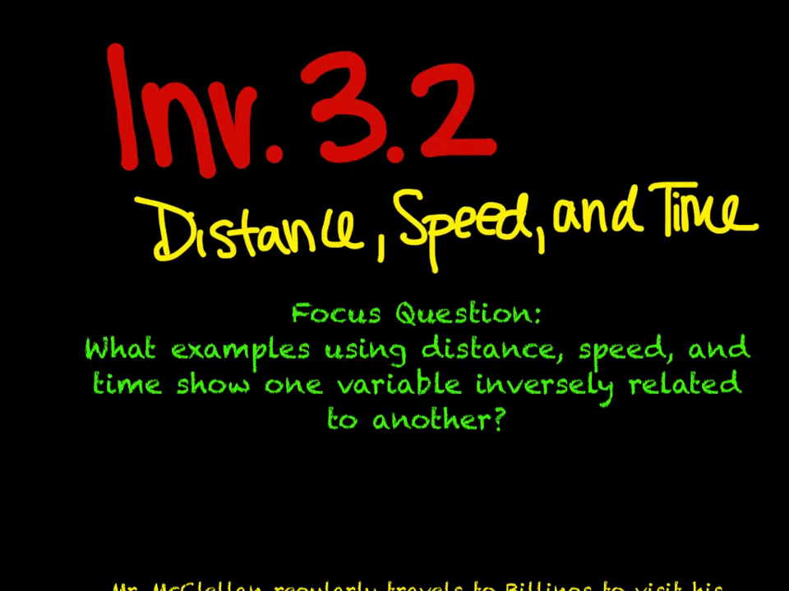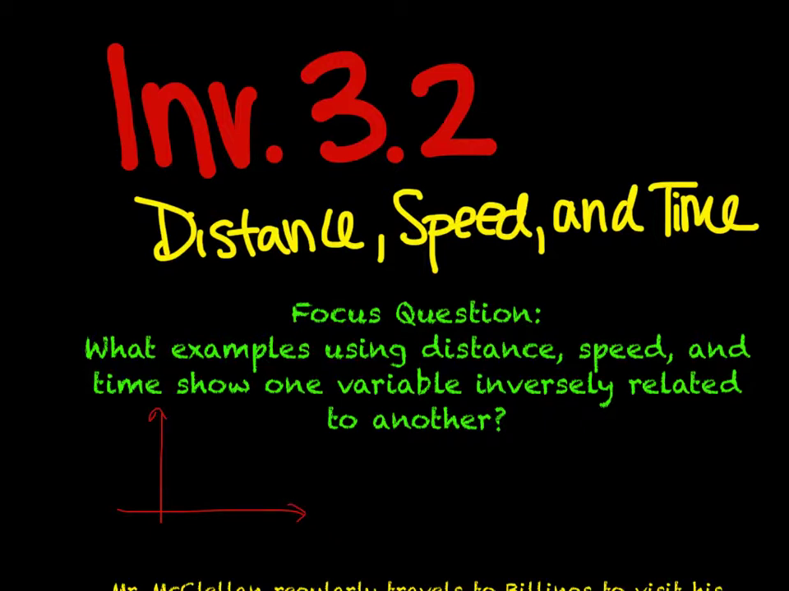Welcome to Investigation 3.2. In this investigation, we were talking about distance, speed, and time. So our focus for this particular investigation is what examples using distance, speed, and time show one variable inversely related to another.